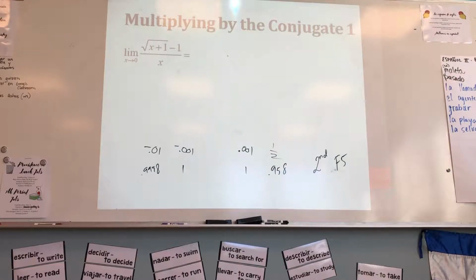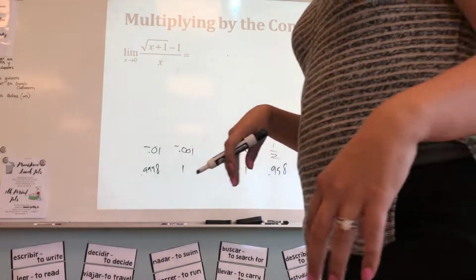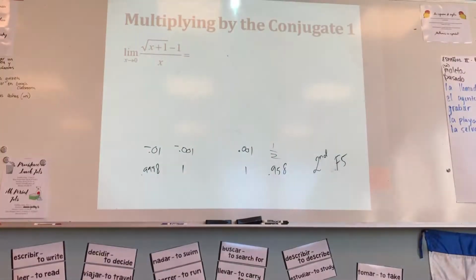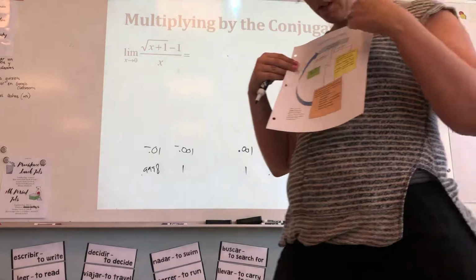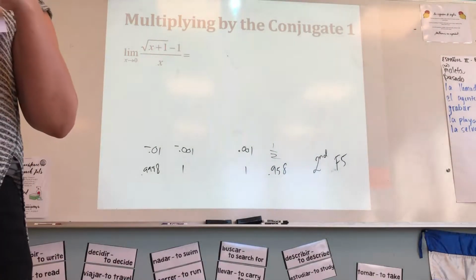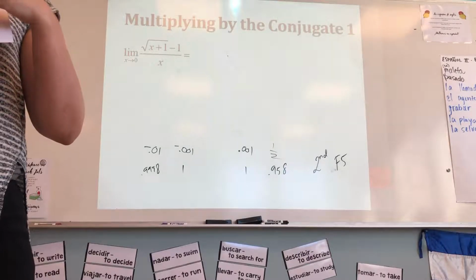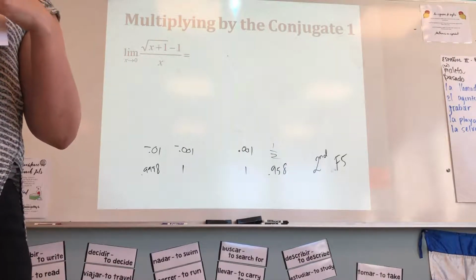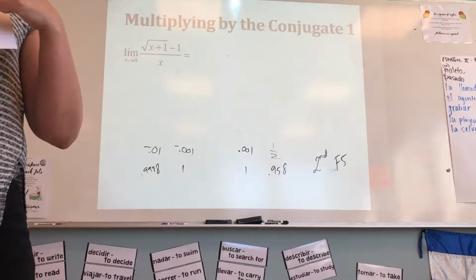Okay, multiplying by the conjugate. So you got that old graphic organizer? Should we check it out? So check it out. 0 over 0. I have one tool so far: factor. This is our second tool. We're going to rationalize by multiplying by the conjugate.